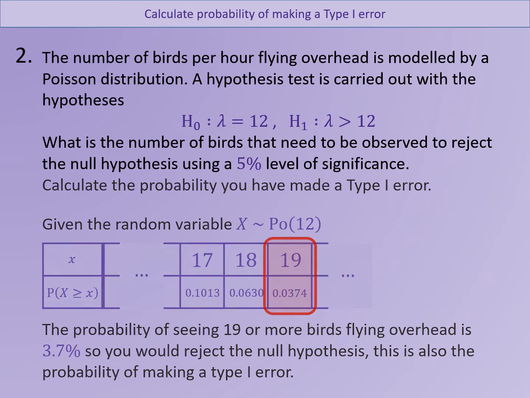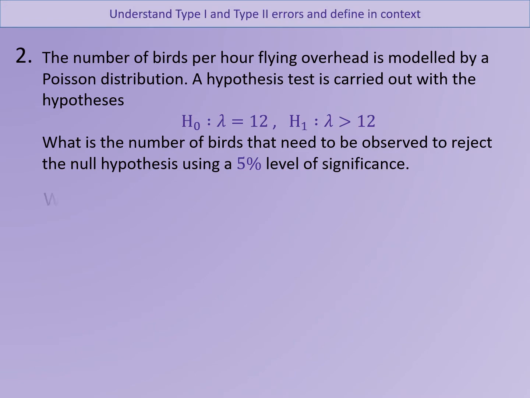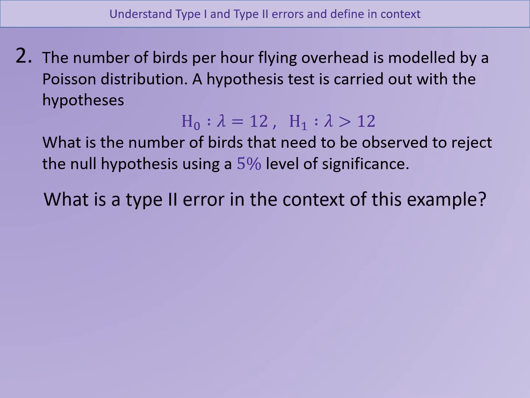Okay, so that's a recap of what you did last year. I would like you just to think about what a type 2 error in the context of this example would be. So you might want to just go back in your notes, have a think about that question. What's a type 2 error and what does it mean in the context of this example?